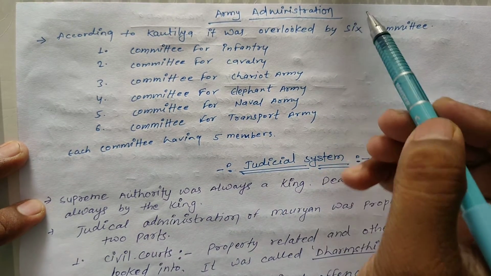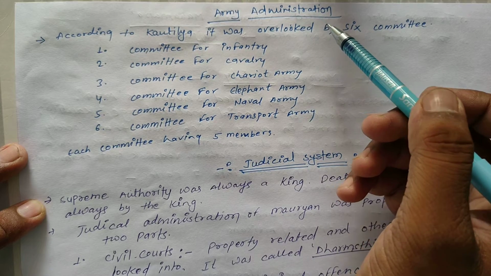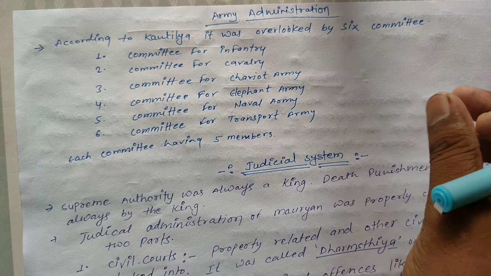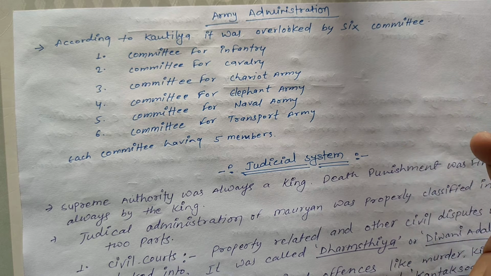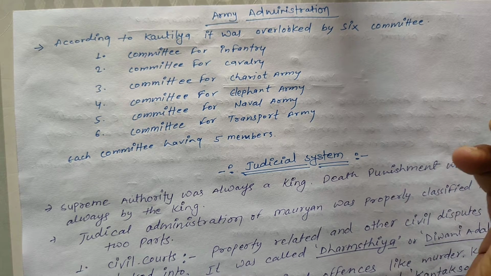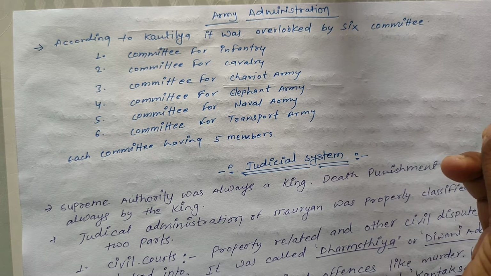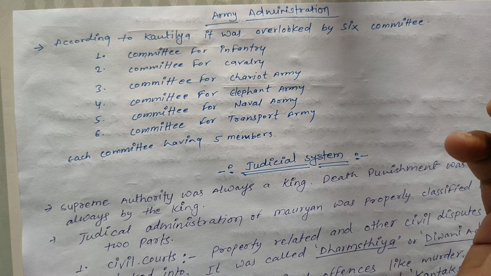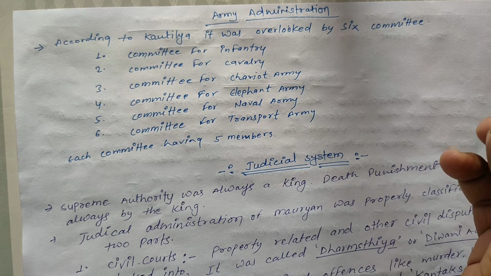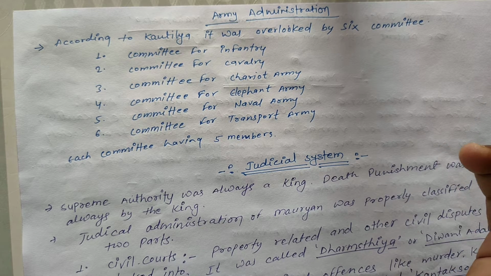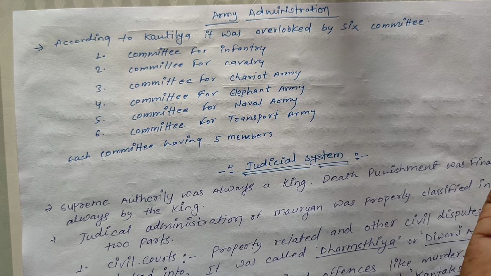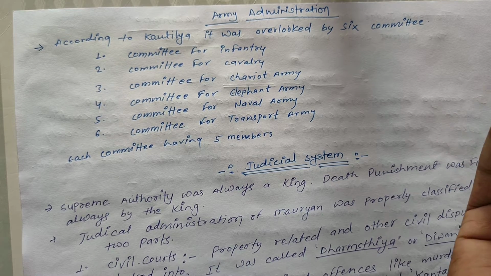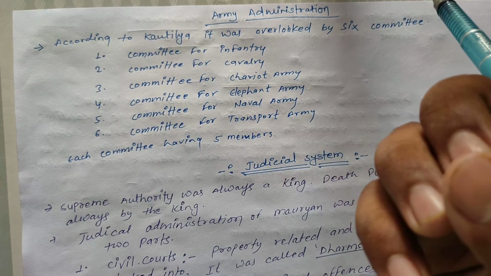Now we are coming to army administration. There was a separate military department for the organization of the army, which was divided into 6 committees, with each having 5 members, same as in urban administration. So the army was divided into 6 committees, each having 5 members.